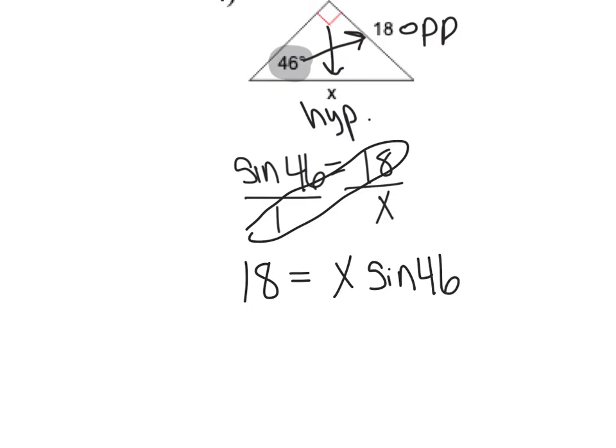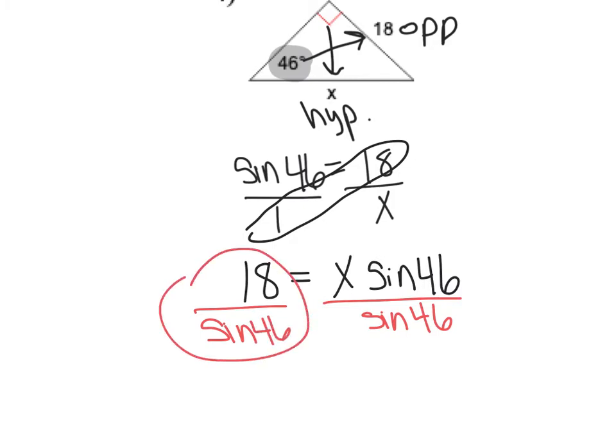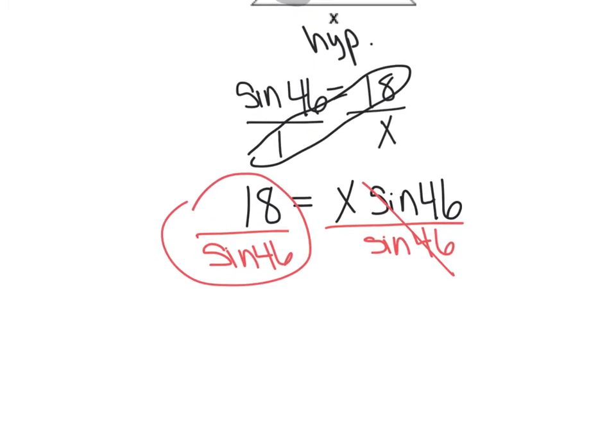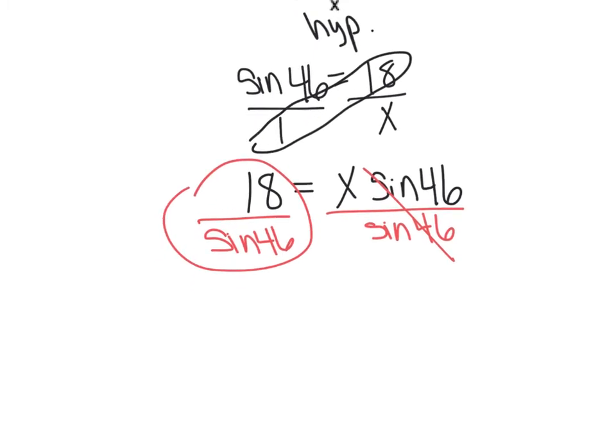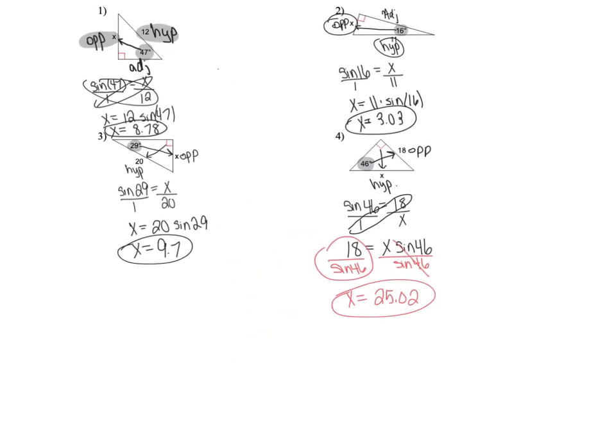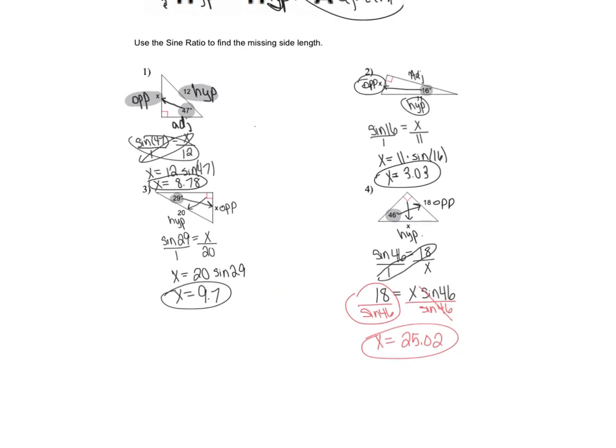Remember, the sine of 46 is a number. So we are just thinking about the sine of 46 as a number. To get x all by itself, I would just divide both sides by the sine of 46. And then you can just put that in your calculator because the sine of 46 cancels. If you put 18 divided by the sine of 46 into your calculator, you should get that x is approximately 25.02. Okay, so that's how we use the sine ratio to find a missing side length.